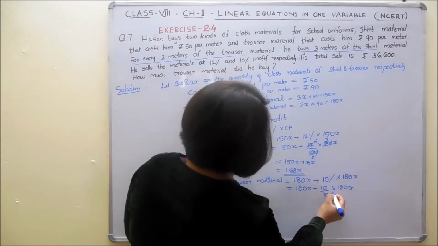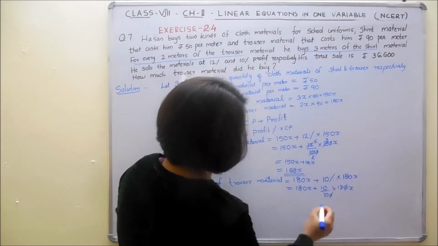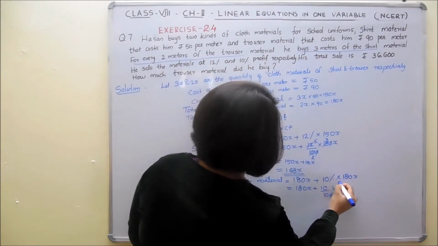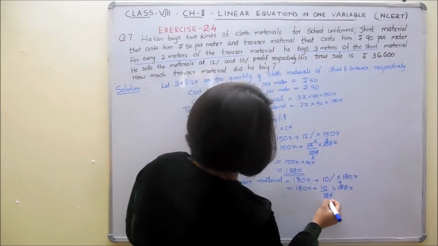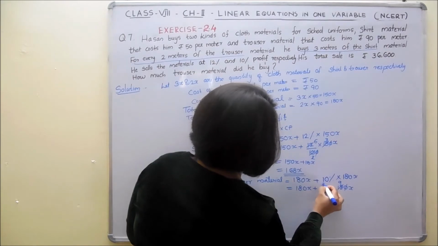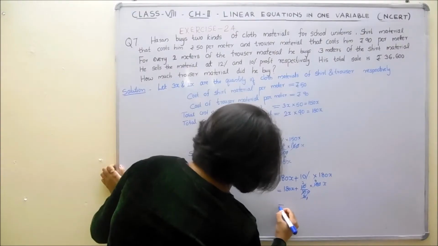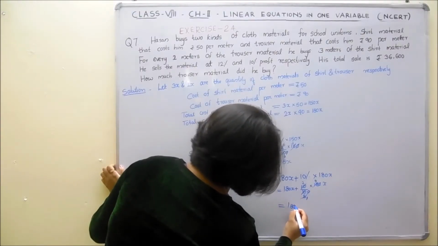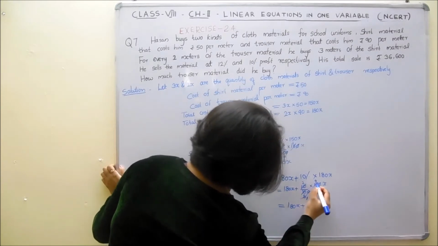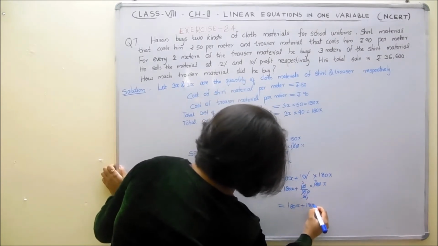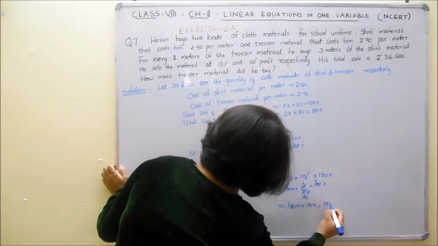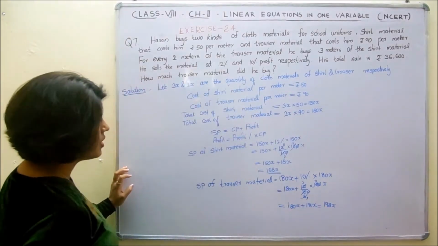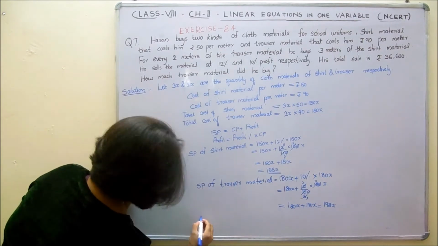180x. 0 gets cancelled. Then 200 goes in 80 9 times. 200 goes in 10 5 times. 500 goes in 10 2 times. Here 1. Which is equal to 180x plus 9 into 18x, which is equal to 198x. Then we can find the total SP of cloth material.